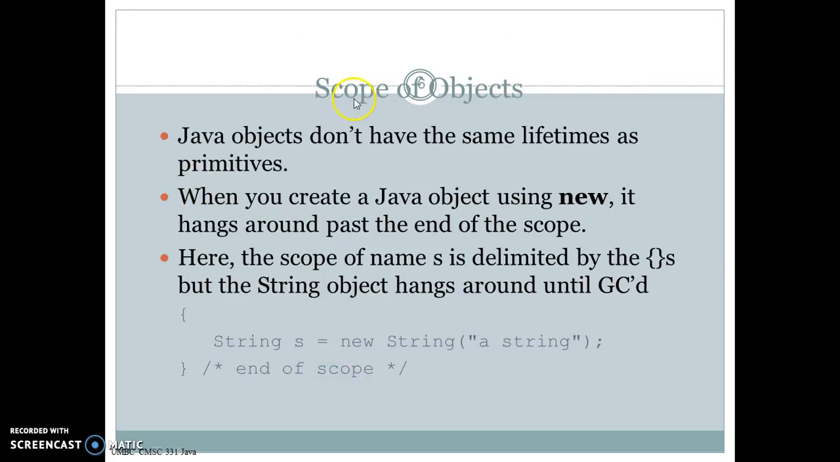Next, we are going to discuss the scope of objects. Java objects don't have the same lifetimes as primitives. When you create a Java object using new, it hangs around past the end of the scope. Here, the scope of the name s is delimited by the open and close curly braces, but the String object hangs around until GC, that is garbage collection.